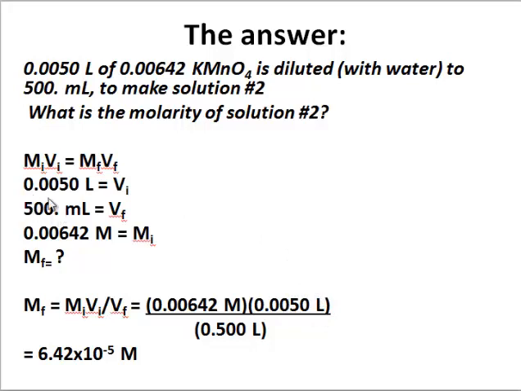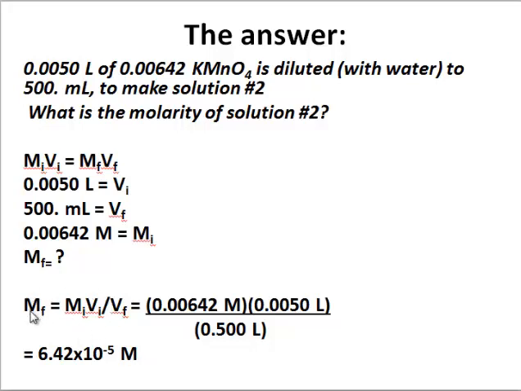We were given the final volume in 500 milliliters. I have replaced that with 0.5 liters down here. We've already seen that 500 milliliters is 0.5 liters. I have changed the units. This assures that liters cancel, and we obtain units of molarity, big M. The solution is 6.42 times 10 to the negative 5.